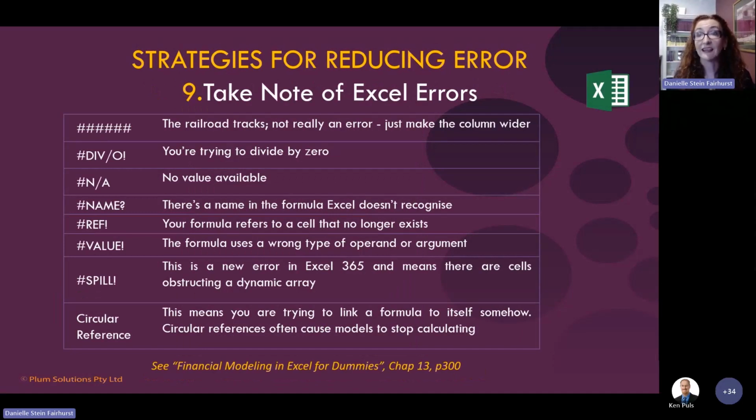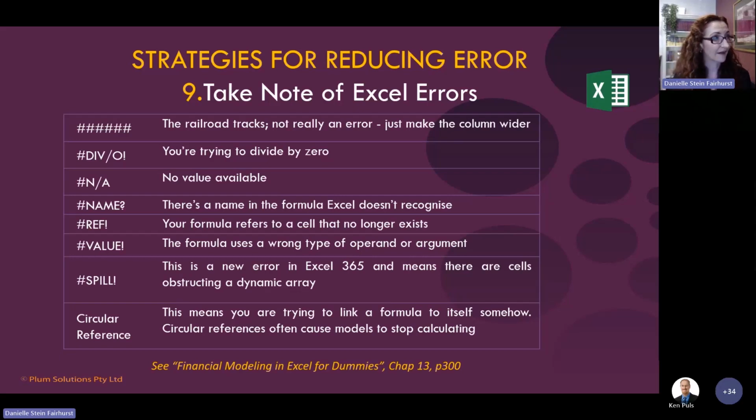Another strategy is taking note of Excel errors. I actually quite like Excel errors. I don't know whether you guys agree with me, but I would much prefer to see an Excel error than a number that looks like it could be right, but is completely wrong. So I would much rather see one of these than see a number that's incorrect, because it's very easy for errors to slip through if you don't see these.